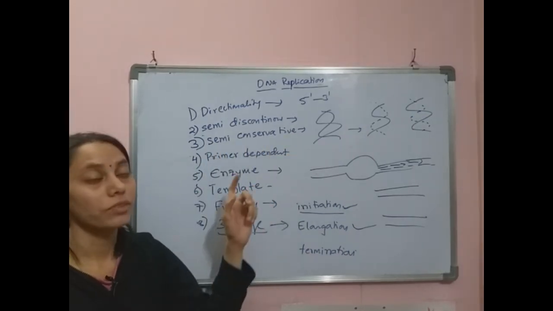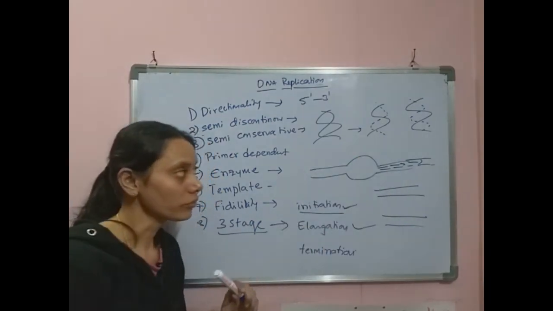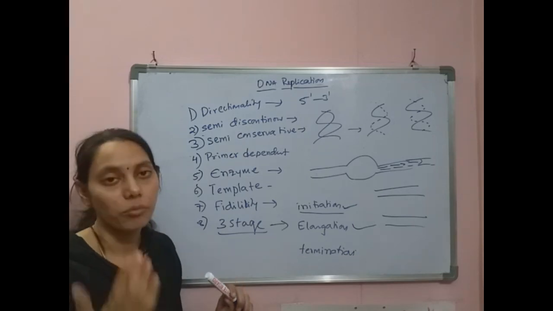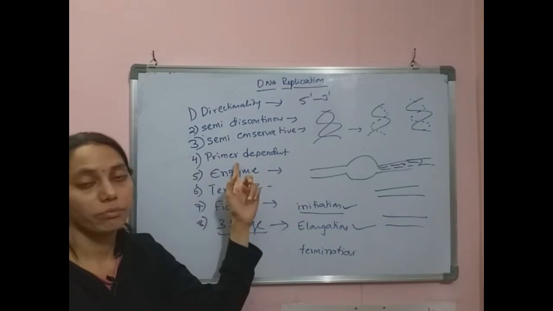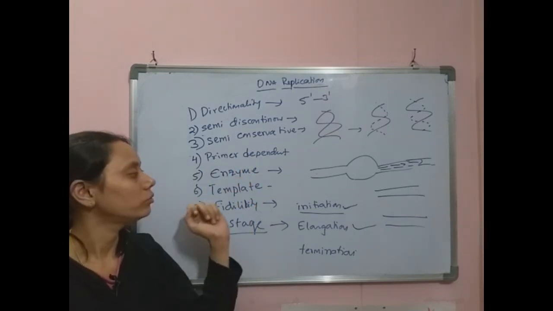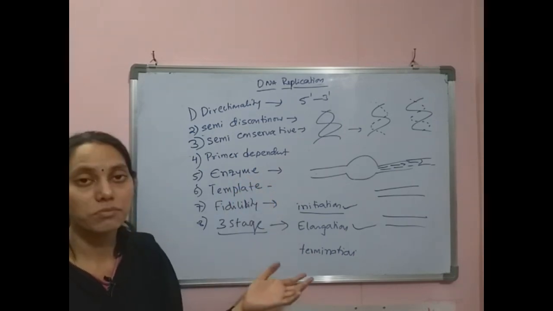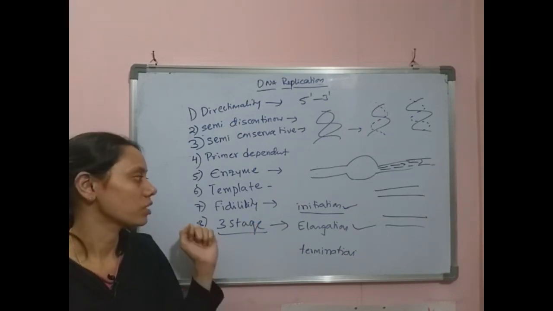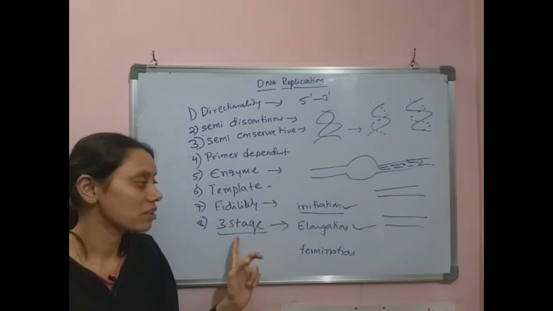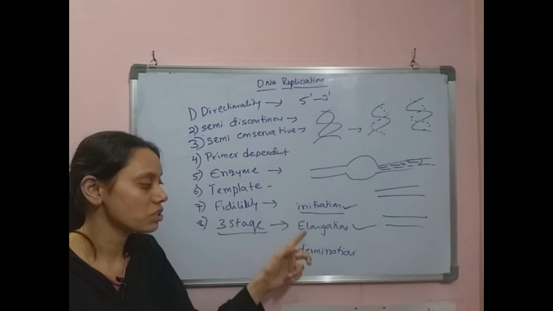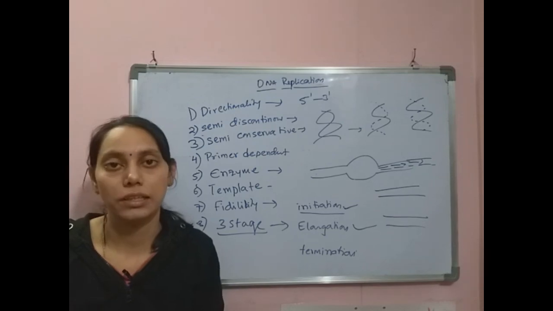And it is a semi-conservative replication. That means the parental DNA will be partially preserved among the daughter cells. It is primer dependent because DNA replication cannot be initiated de novo, and it is a tightly regulated and enzyme dependent process. There are many enzymes employed in this process. Again, it is template dependent, it has high fidelity, and there are three stages in DNA replication: initiation, elongation and termination. So these are the basic characteristic features of DNA replication.